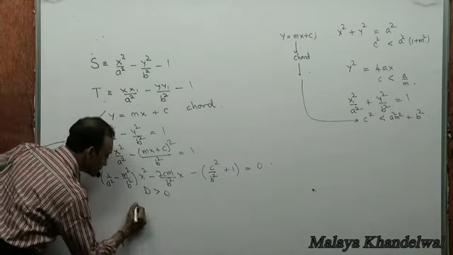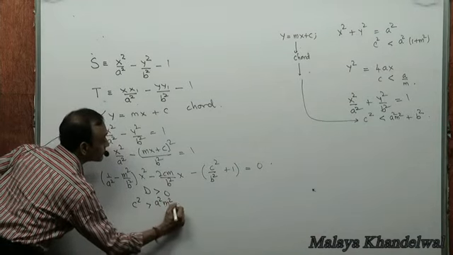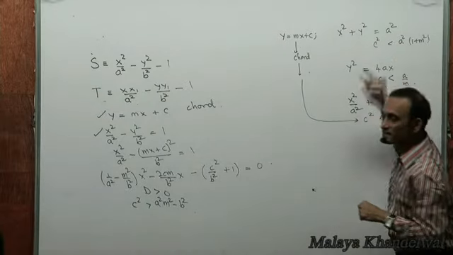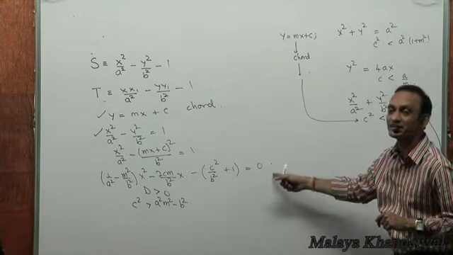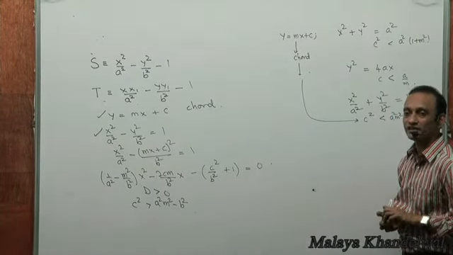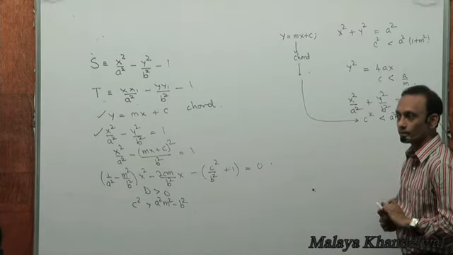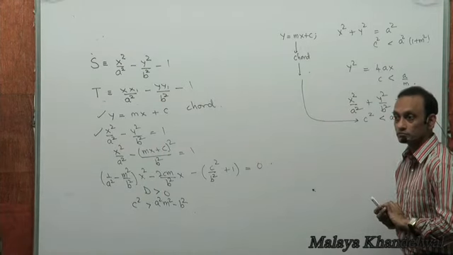If you do this, you'll get c squared greater than a squared m squared minus b squared. In all other cases, it turns out to be c less than something. In a hyperbola, you'll get c squared greater than a squared m squared minus b squared. This is what would give you a chord.